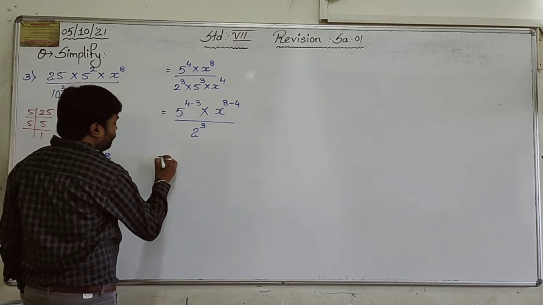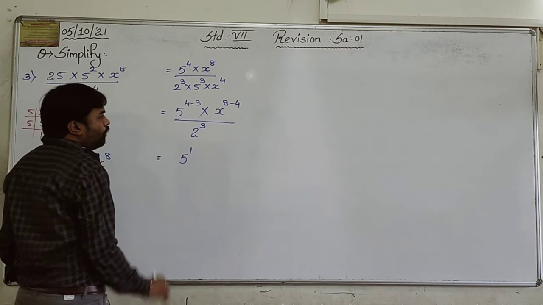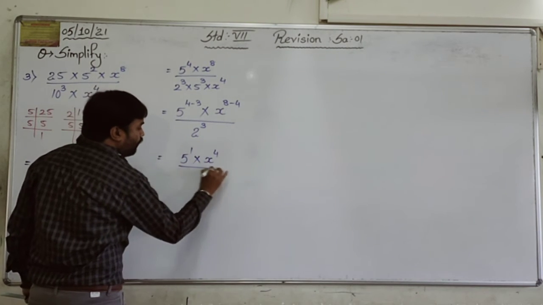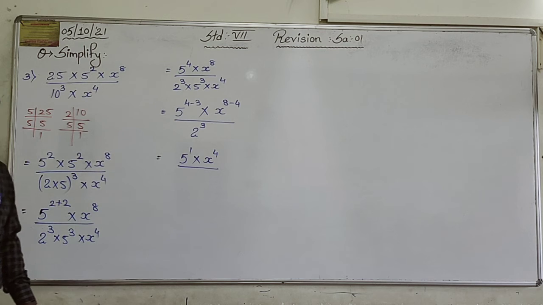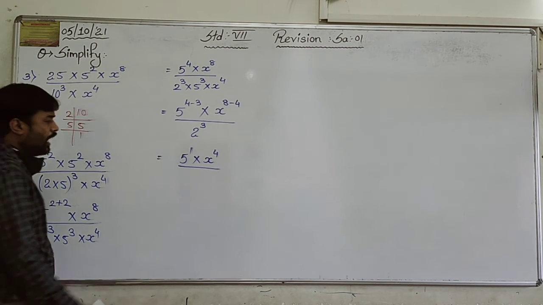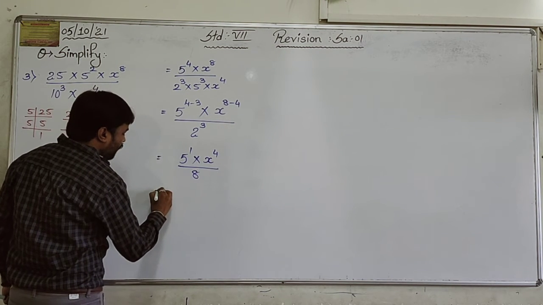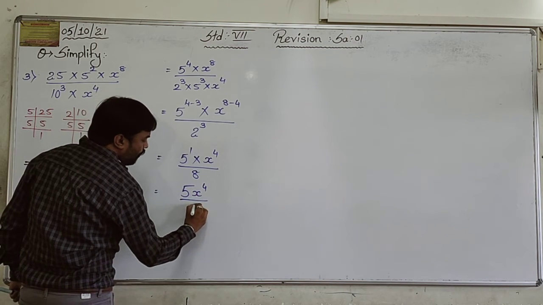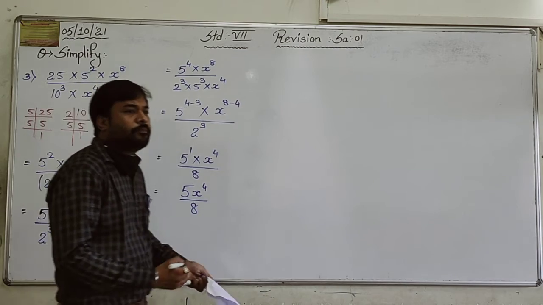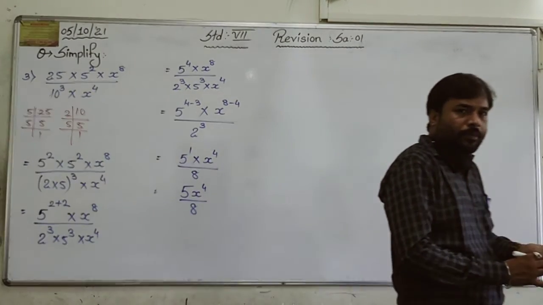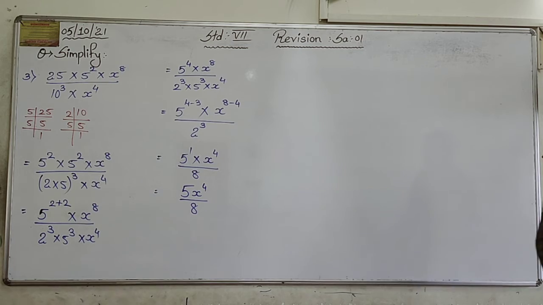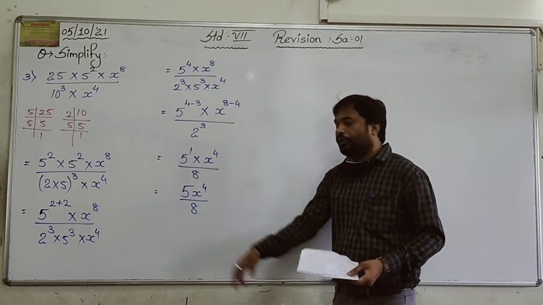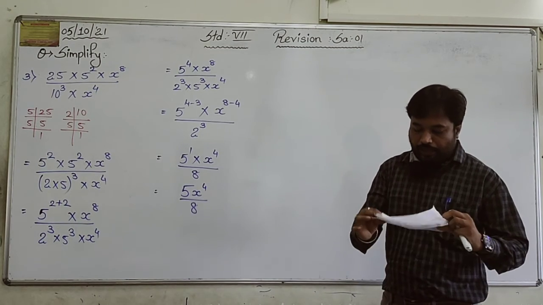So that is equal to 5 raised to 1 multiplied by x raised to 4 upon 2 raised to 3. 2 2s are 4, 2 4s are 8. So that is equal to 5 x raised to 4 upon 8. This is the simplest form. Right, now you may skip writing the multiplication in between. So that will be 5x raised to 4 upon 8. Right.